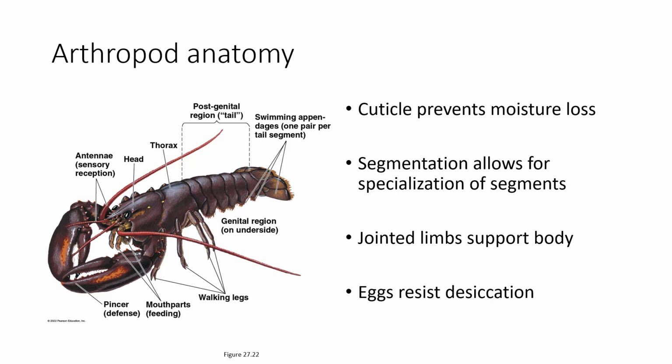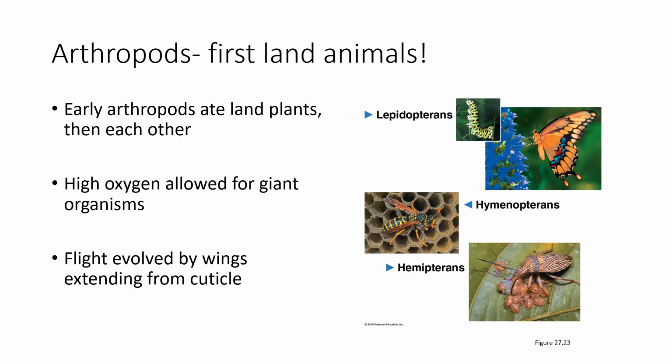So although the lobe fins had to evolve limbs to stand upright, the arthropods were pretty much all ready to do this. And part of this is, well, they're smaller. And their eggs can resist drying out because of their external shell on the eggs. So arthropods became the first land animals.